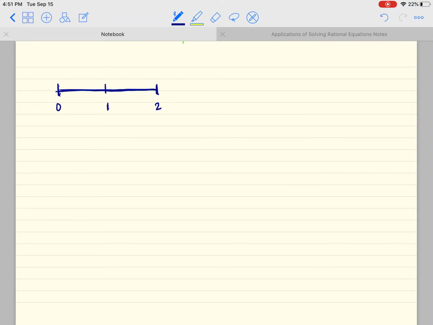After 1 hour, how much of the job is done? Well, after 1 hour, half of the job has been done. So half of the job per hour is the rate, okay?